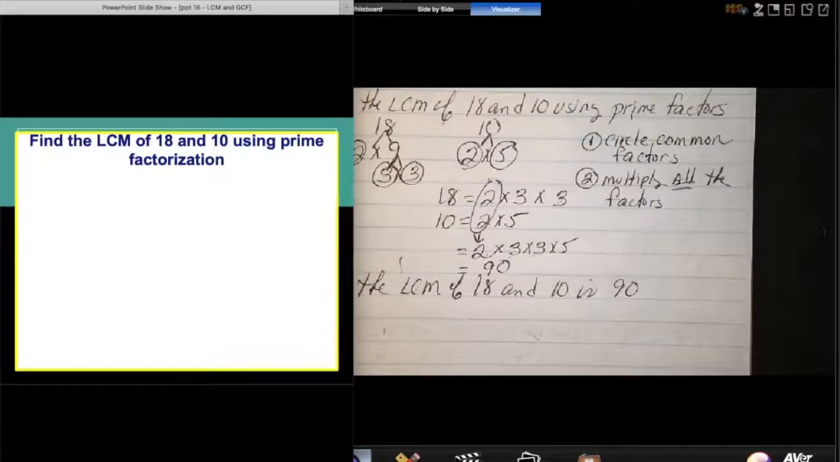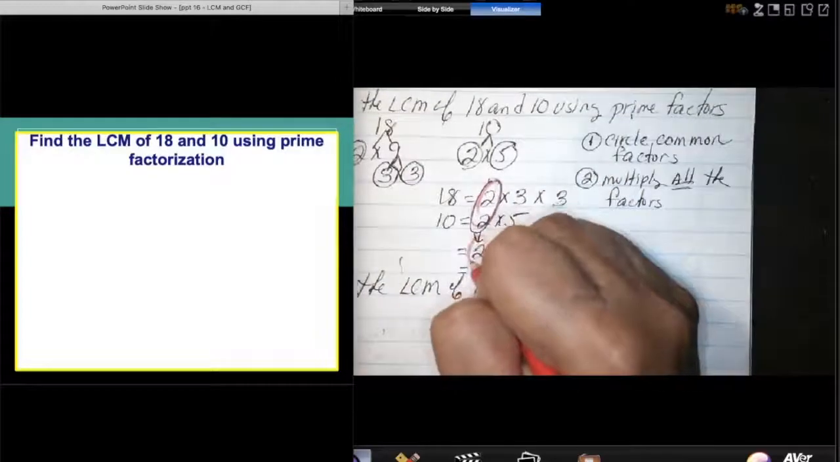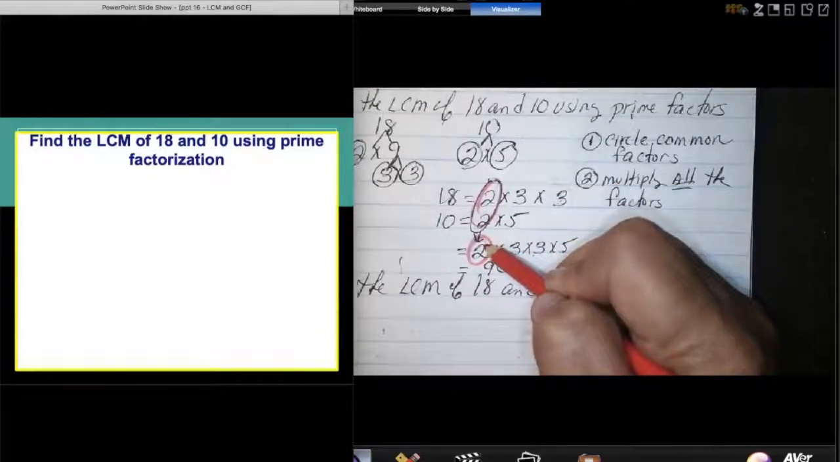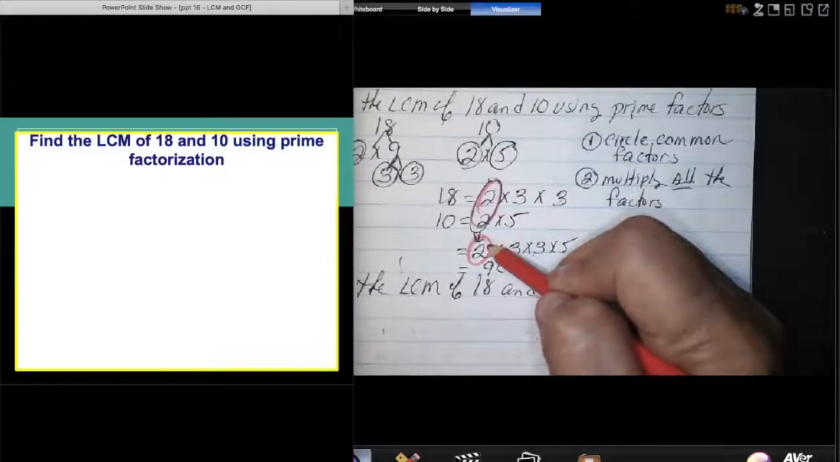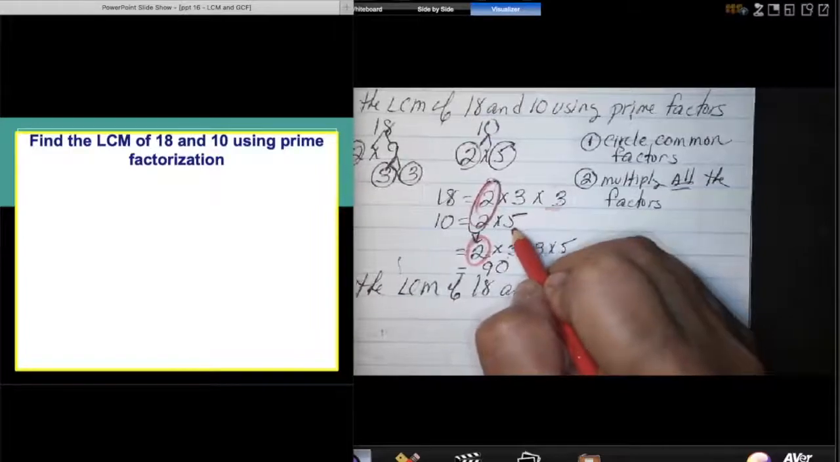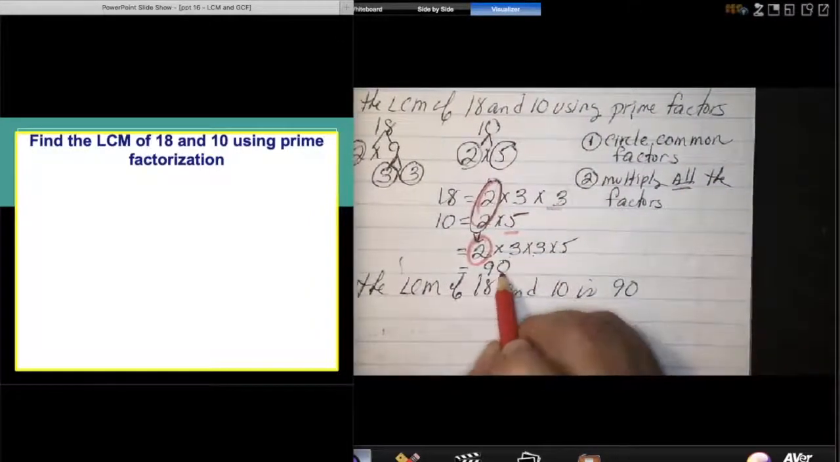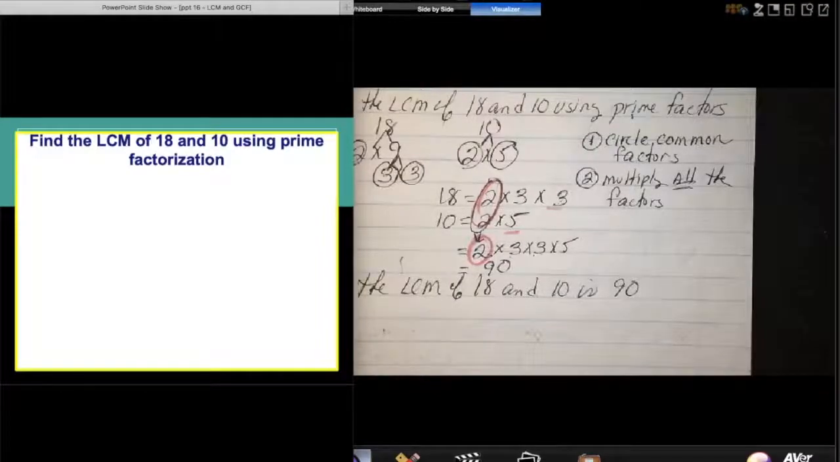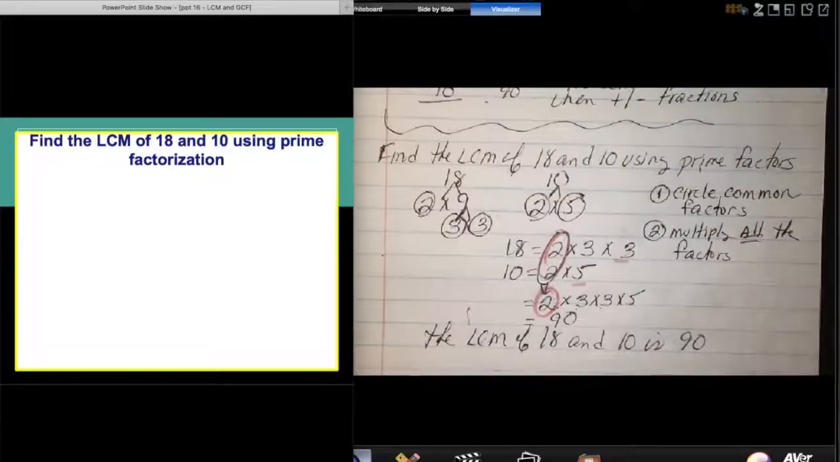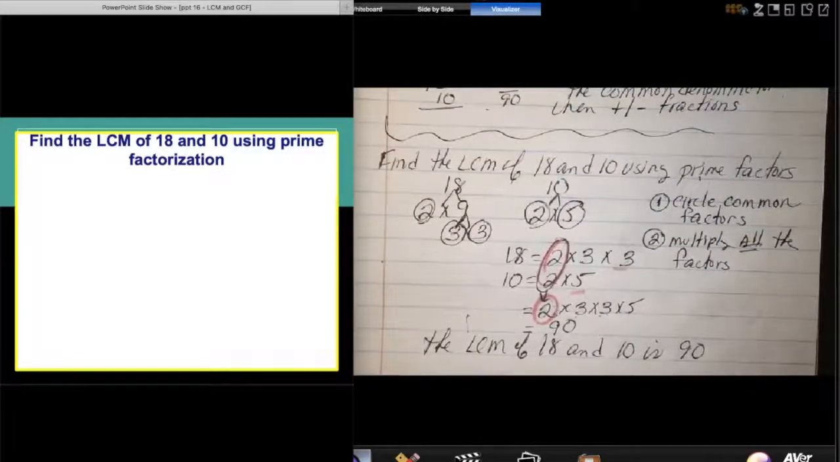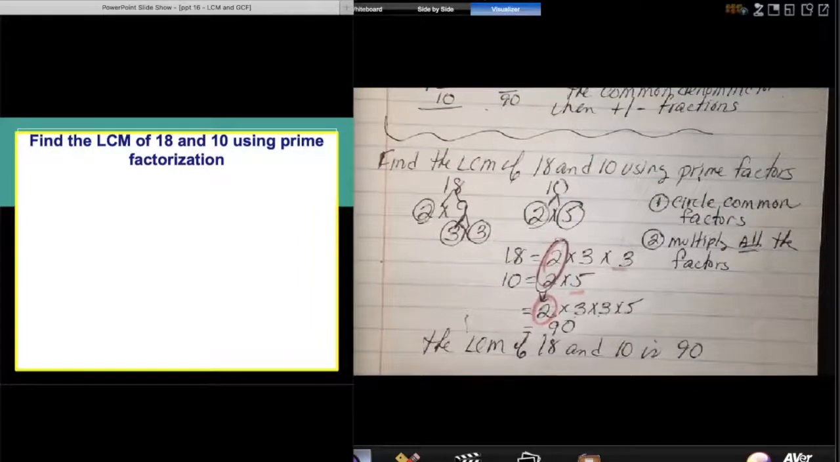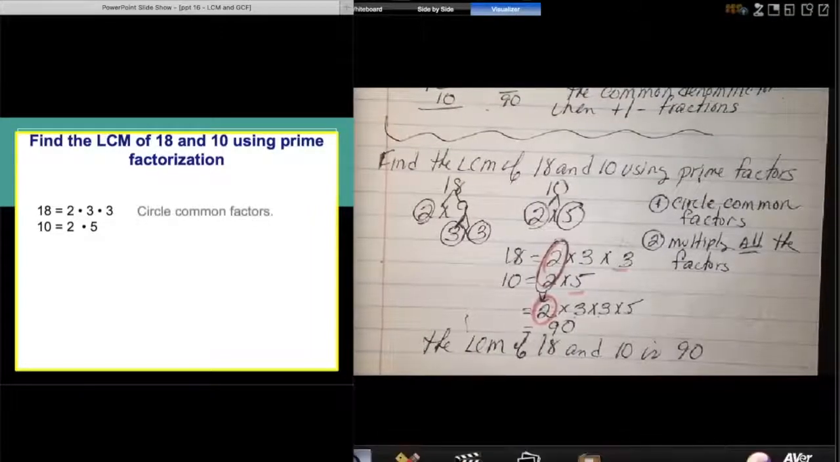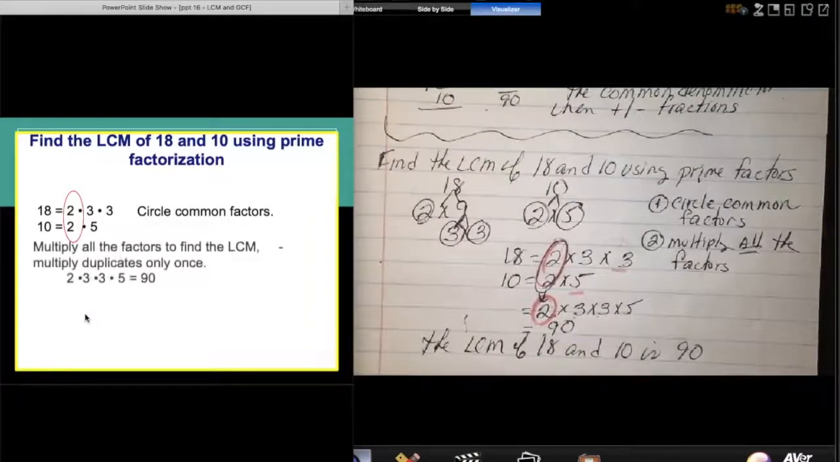So how could we circle that here? I'm going to highlight these two. These two become one. I write down the duplicate 2 one time times all of the other factors, 3, 3, 5, which gives me 90. Okay, so which one of these two methods did you like? We looked at list of multiples and the LCM finding using prime factors. Multiply duplicates only once.